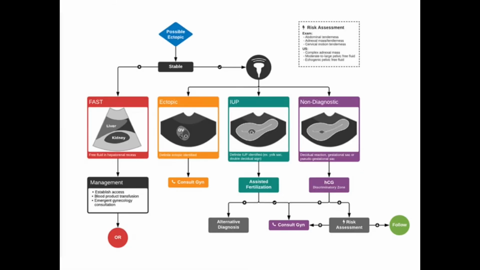What's your next step? I really like this algorithm I found on WikiEM. This can save your patients' lives. If you've got possible ectopic, first consider, are they stable or unstable? This patient is unstable. Proceed with a FAST exam, and if you see positive free fluid, immediately order O-negative crash blood, and then don't hesitate, consult GYN.